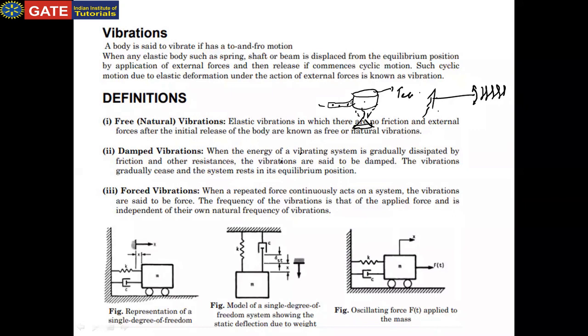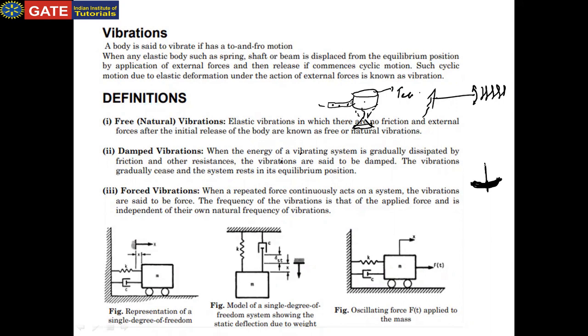Vibration is nothing but a to and fro motion. What do you mean by to and fro? Suppose this is the origin point, the center point. There is a motion on this side and, at the same time, a motion on this side. This to and fro motion is called a vibration. So a body is said to vibrate if it has to and fro motion, and because of that you may get frequency, and that energy will be converted into sound. Sound is one kind of energy, so you may get the sound. Very simple.